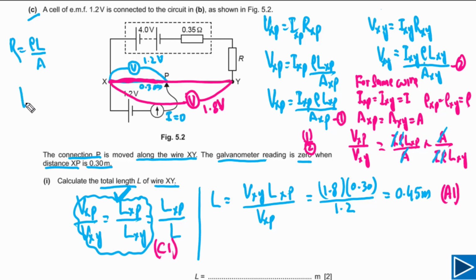So simply let me write again here. We will get Vxp divided by Vxy, which will be equal to Lxp divided by Lxy. It means the ratio between potential differences is equal to the ratio between the lengths L.